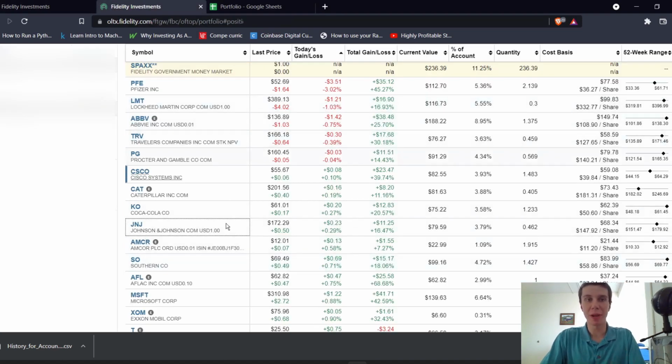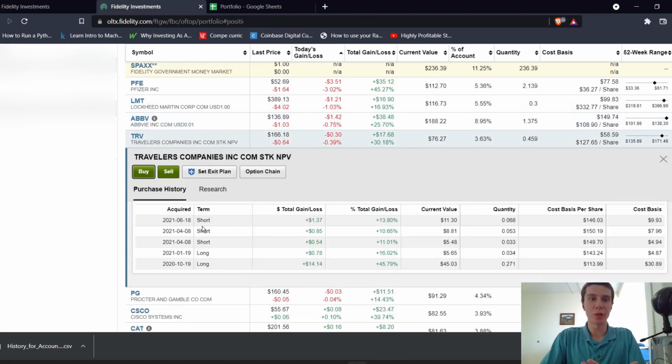So these are my positions here in my Fidelity account, and it shows your purchase history here. So basically, for The Travelers Companies, the last time I bought any shares of this was in June of 2021. So if we get to June of 2022 and I still haven't bought any Travelers because I think it's at a good valuation, then I'll probably just buy $10 or $15 of that.